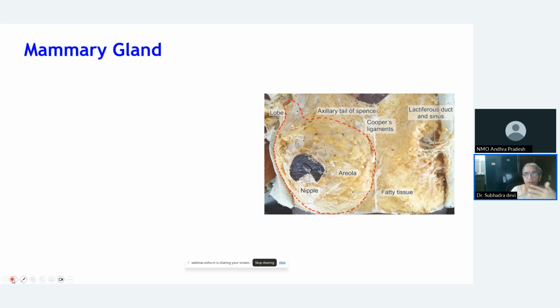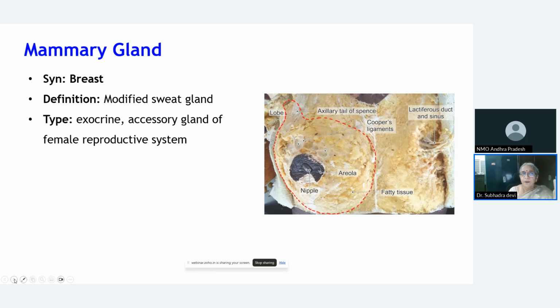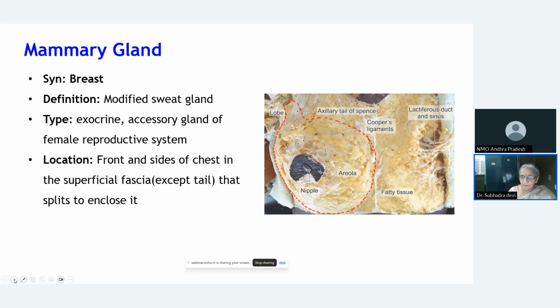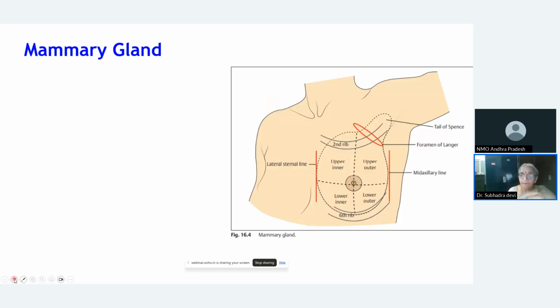So you are seeing the mammary gland, what is nipple, what is areola, and axillary tail of Spence you are seeing. You have read the theory. Now you will be able to answer, and what type of gland you have to mention, and what is its location and its extent. It is in the superficial fascia except the tail. So the superficial fascia splits to enclose it. So what is its shape and what is its extent?